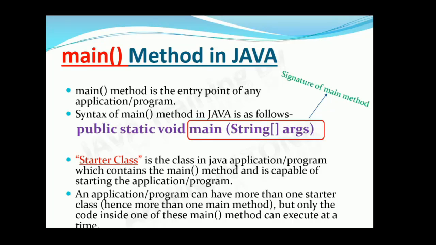We are discussing the main method in Java. The main method is the entry point of any Java application or program. Without the main method, you cannot start your application or program. So your program should have at least one main method.